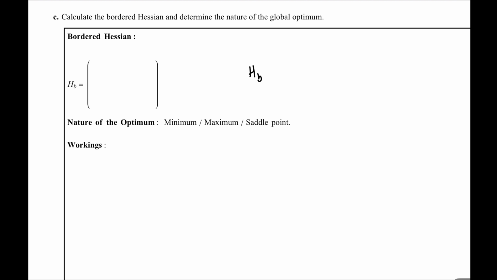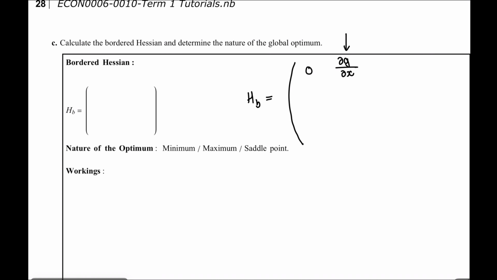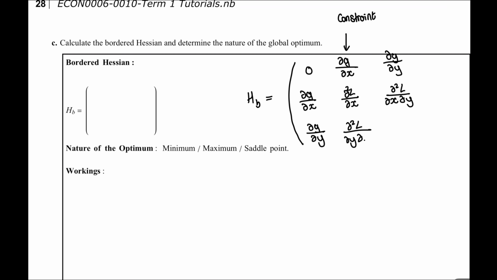The bordered Hessian looks like this. We get 0 in column 1, row 1, and then the partial derivative of our constraint with respect to x, and then with respect to y, and that repeats over here. And then we just have our normal Hessian. So the second derivative of the function with respect to x, then the second derivative differentiated partially with respect to x and y, and over here y and then x, and then the second derivative with respect to y. And there's our bordered Hessian.